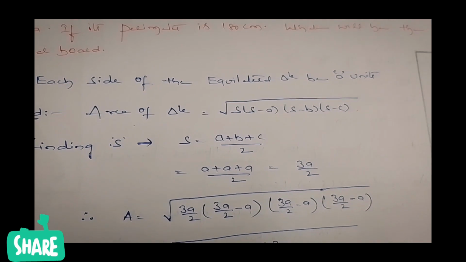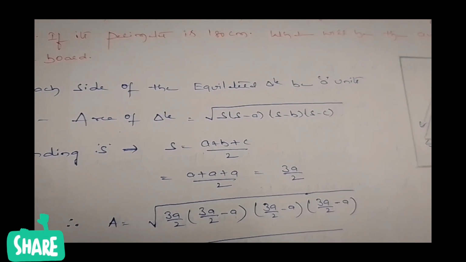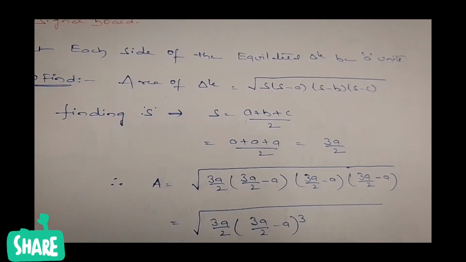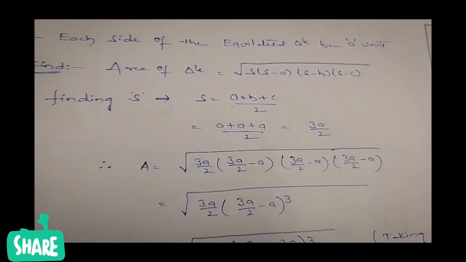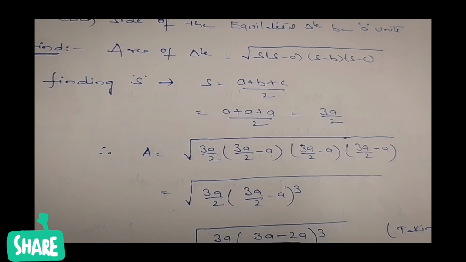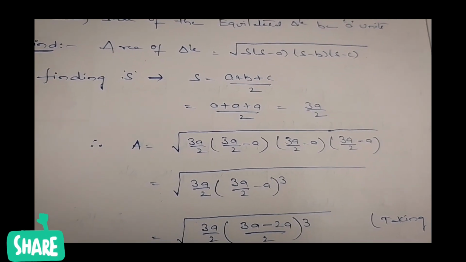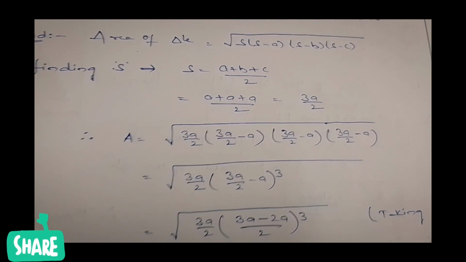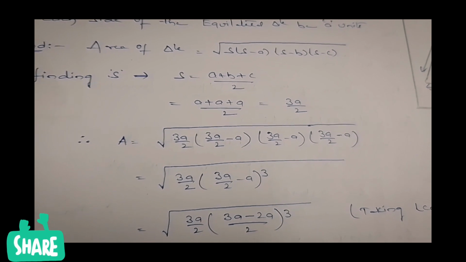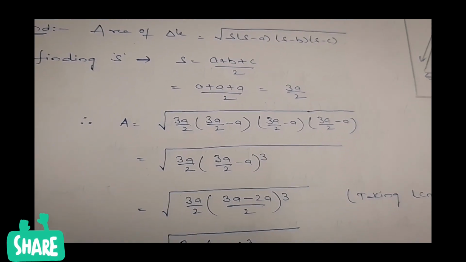Before substituting the A, B, C values, we need to find the semi-perimeter, right? S equal to A plus B plus C by 2. Substitute all the values and simplify. All sides are the same because it's an equilateral triangle, so we get A plus A plus A by 2, that indicates 3A by 2. So we got the S value, the semi-perimeter, as 3A by 2. Substitute that S value in the given formula.